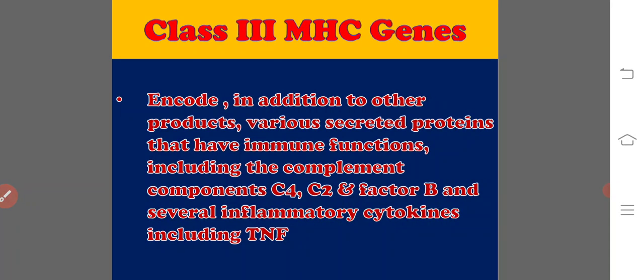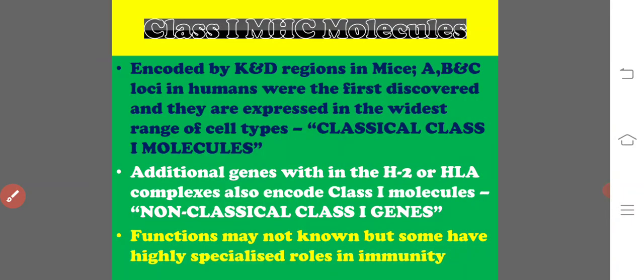And class 3 MHC genes, these genes encode, in addition to other products, various secreted proteins that have immune functions, including the complement components C4, C2, they are the complement proteins, and factor B, and several inflammatory cytokines including TNF. TNF is the tumor necrosis factor.